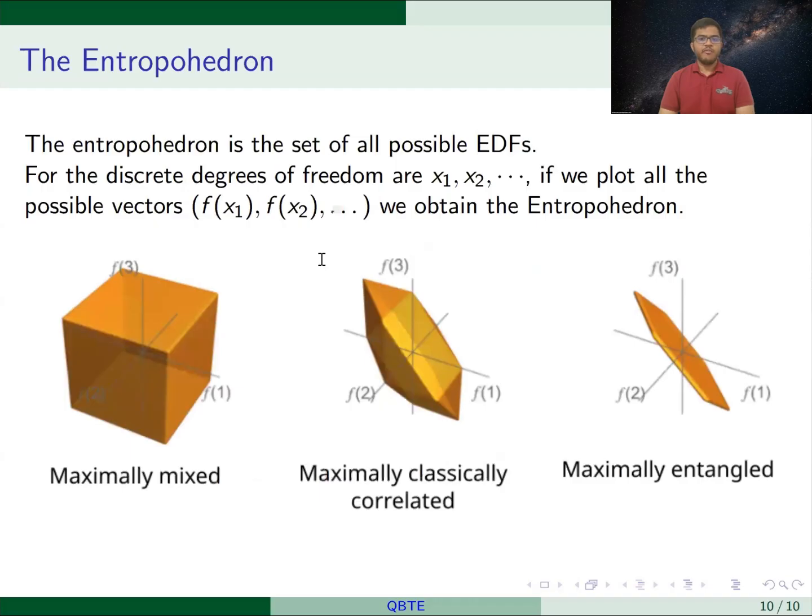For the discrete degrees of freedom, x1, x2, and so on, if we plot all possible vectors f of x1, f of x2, and so on, we obtain the Entropohedron. For example, for a maximally mixed state, it looks like this. And for a maximally entangled state, it looks like this. It contains all the information about the entanglement of all subregions. And we studied the properties of the EDFs and the Entropohedron.